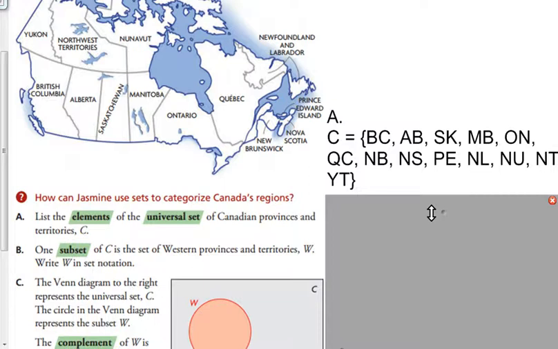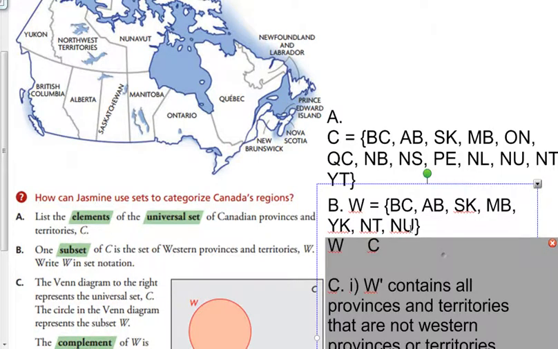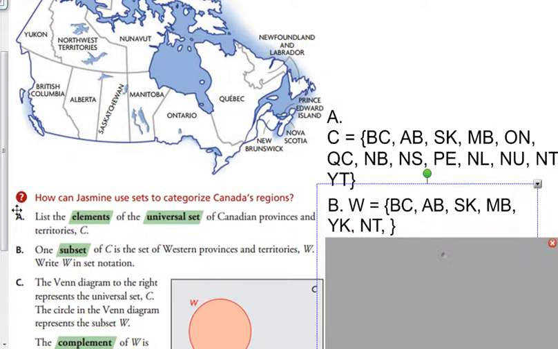One subset of C is the Western Provinces and Territories, W. Write W in set notation. Well, the Western Provinces and Territories are BC, Alberta, Saskatchewan, Manitoba, the Yukon, and the Northwest Territories. I don't count Nunavut as a Western Territory because it goes all the way over the east over top of Quebec.